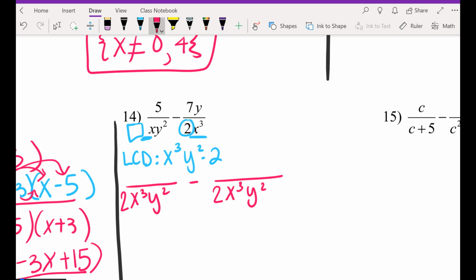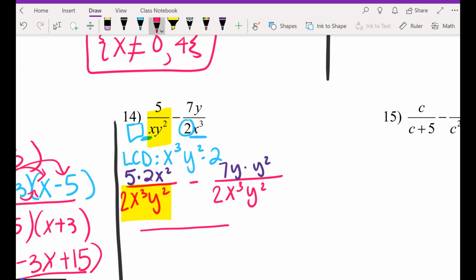Okay. Now let's look at the first denominator. Tell me, what's missing? 2x. I'm missing a 2. It's perfectly right. I'm also missing how many x's? 2 of them, right? Because I already have one. So 5 times 2x squared. True or false? True. On the second denominator, what's missing? The 2's already there. The x cubed's already there. Y squared. Okay. So 7y times y squared.